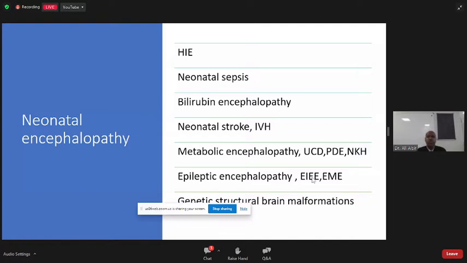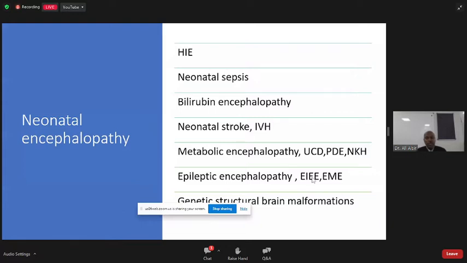As you know, bilirubin encephalopathy affects the basal ganglia, specifically the globus pallidi, and they have a characteristic movement disorder. Usually they present with choreoathetoid cerebral palsy and impaired upgaze. We call it upgaze palsy.